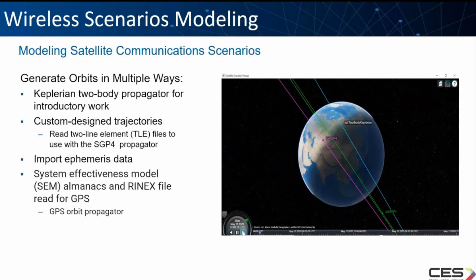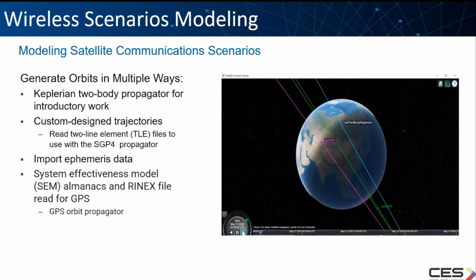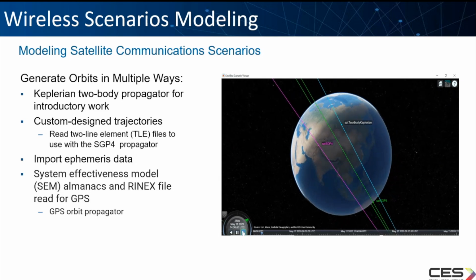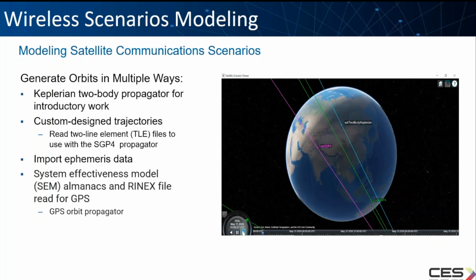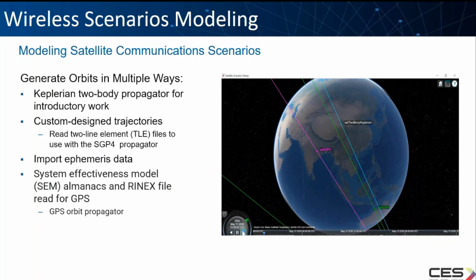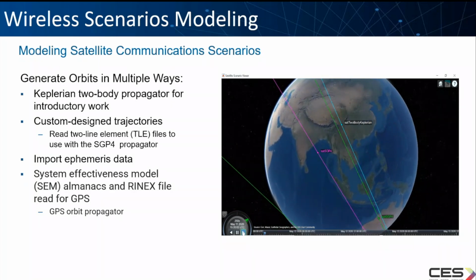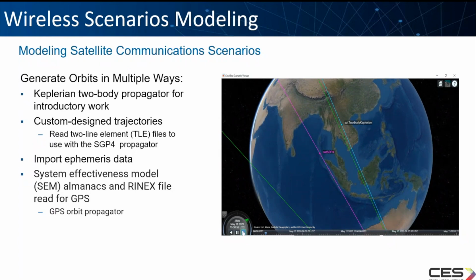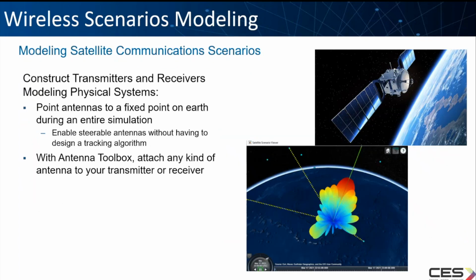Alongside Antenna Toolbox, we also have features for modeling scenarios for satellite communication systems, and that includes generating orbits in multiple ways. So we generate the orbit, we add the satellite, then we create a ground station, and then we start simulating this end-to-end simulation of SATCOM systems. We can construct a transmitter and receiver. We place the antenna using Antenna Toolbox, and then we start the assessment of the communication link and the coverage.